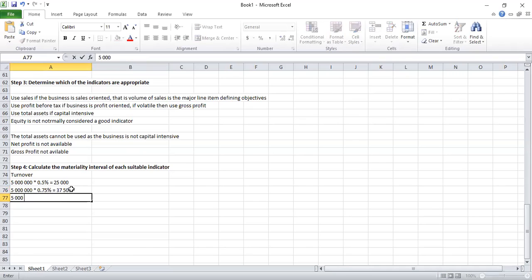Then 5 million times 1%, the higher one. What do we get? $50,000. So these are the levels. This one is the lower end, mid, then higher end.